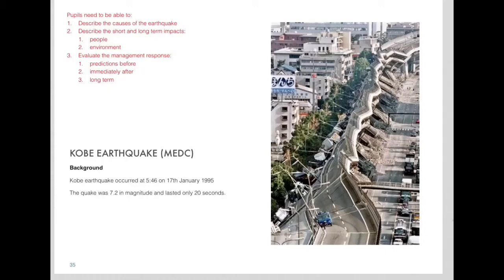This video is designed to give you an overview of the Kobe earthquake for your GCSE course. If you look at the red writing at the top of the page in your GCSE ebook, you will see that pupils need to be able to describe the causes of the earthquake, describe the short and long-term impacts, and you need to be able to categorize those in impacts on the people and impacts on the environment.